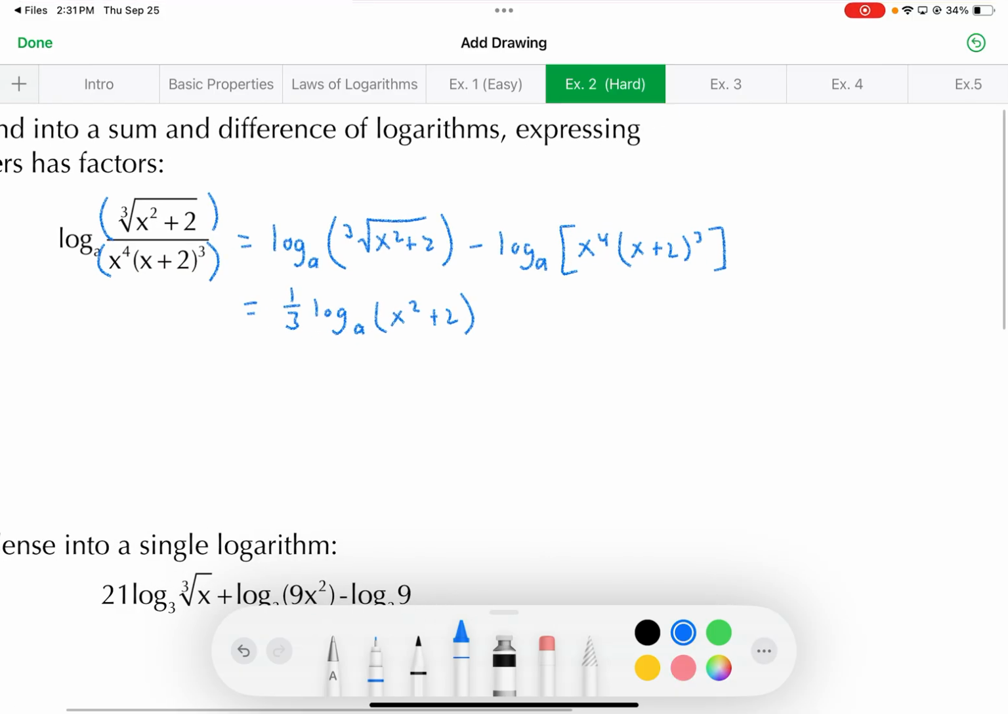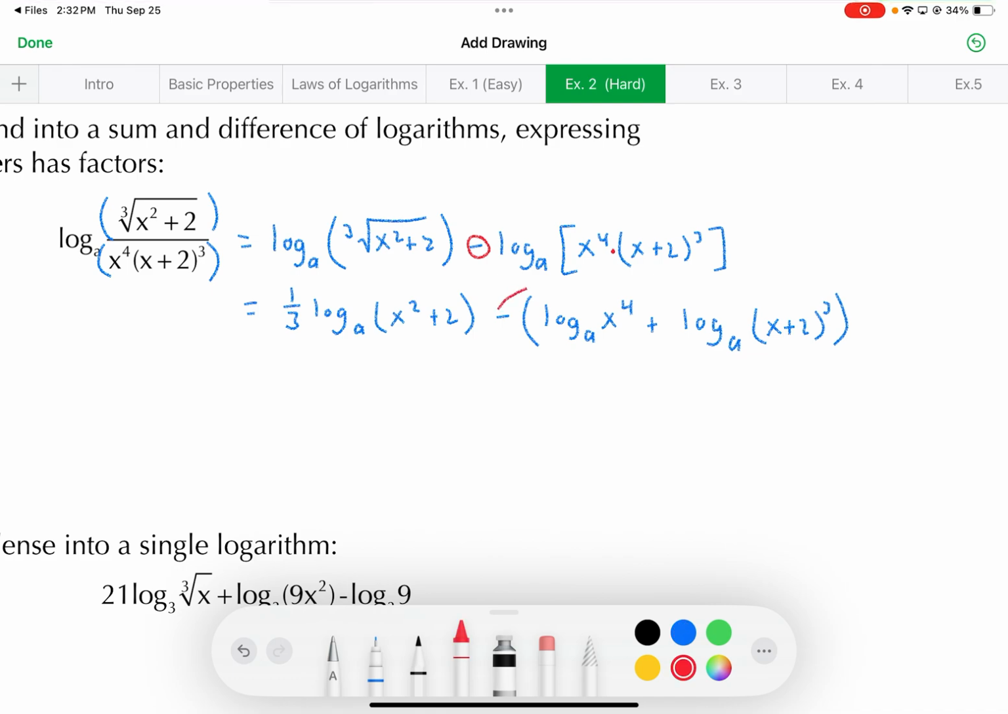Okay, and then that second logarithm, notice there's still a product within that argument. X to the 4th is multiplying x plus 2 to the 3rd. So I can expand this to 2 more logs, okay? But when I do that, I got to be careful. This subtraction here applies to that entire log, right? So if I expand this into 2 more logs, I'm going to need that subtraction to distribute. So I'm going to use parentheses here. And initially, I'll say this is going to expand to log base a of x to the 4th plus log base a of x plus 2 to the 3rd.